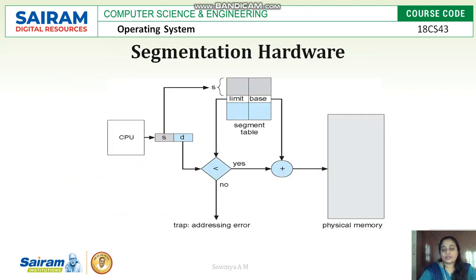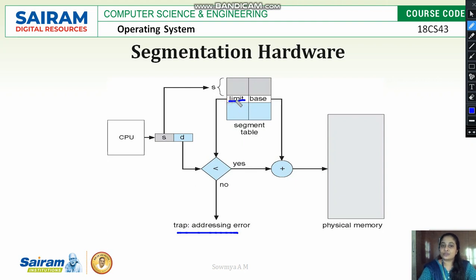Segmentation hardware looks much simpler than paging hardware. So we have a CPU which always sends a segment number. S is the segment number, D is the offset value. If D is less than the limit, then it will be converted to a physical address. If the offset is greater than the limit value, then a trap is generated. So always the D value, or the offset value, should be less than the limit value.